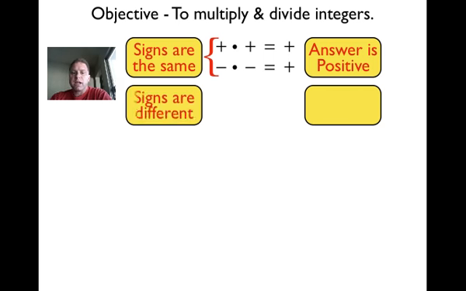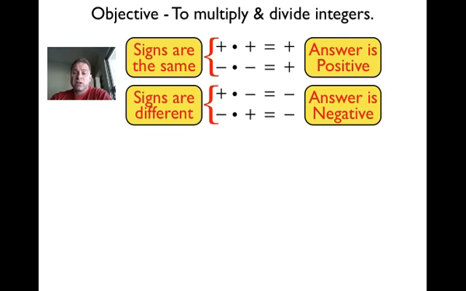So what happens if the signs are different? Well, if you have a positive times a negative, that's a negative. And a negative times a positive is also a negative. In other words, the answer will be negative if the signs are different.